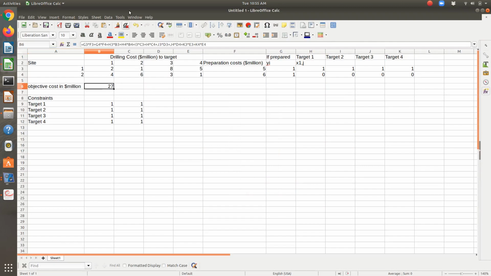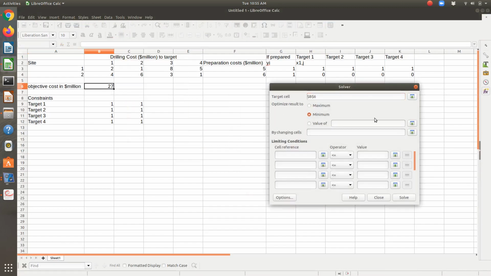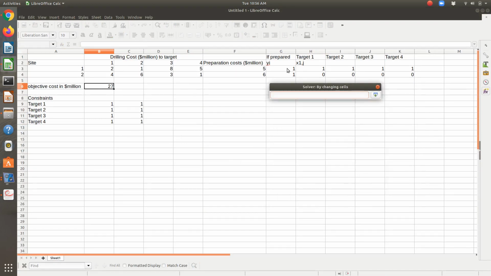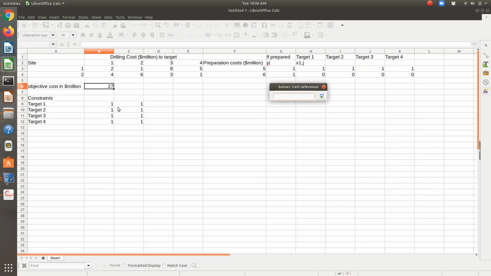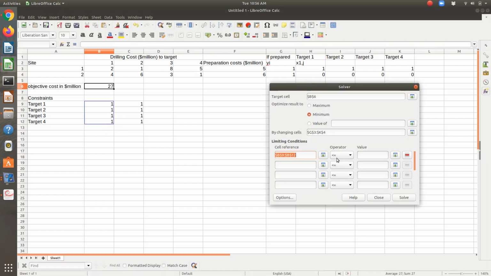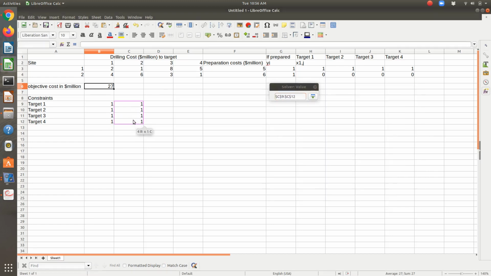And so I'll just do Tools, Solver. I'm going to minimize that by changing, and I'll select all my variables. Okay. And then I can do these all in a group. Since these all have to be equal to 1, I'll do left-hand side is equal to right-hand side.